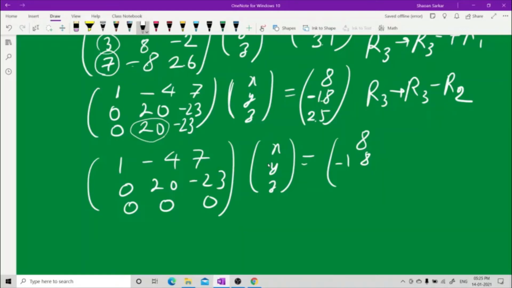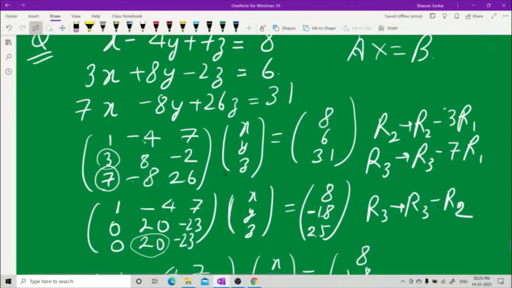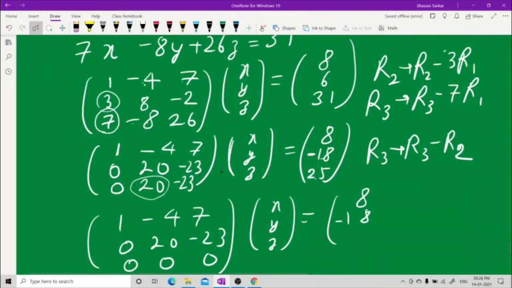Just a minute, let me check, somewhere it went wrong. Okay, I got this as 31. So 31 minus 56 is minus 25. Sorry, this is minus 25. 31 minus 56. Now this is minus 25 plus 18. That is minus 7. So you will get this.